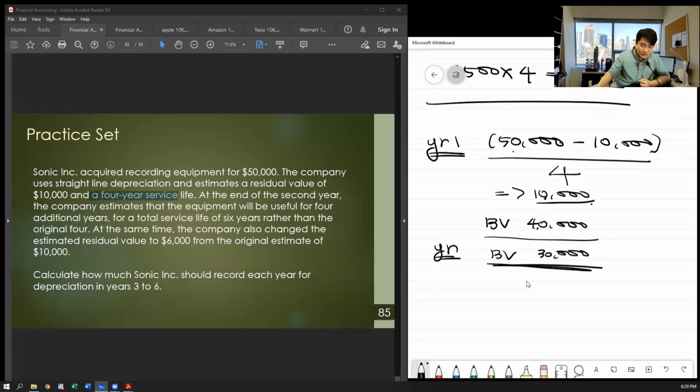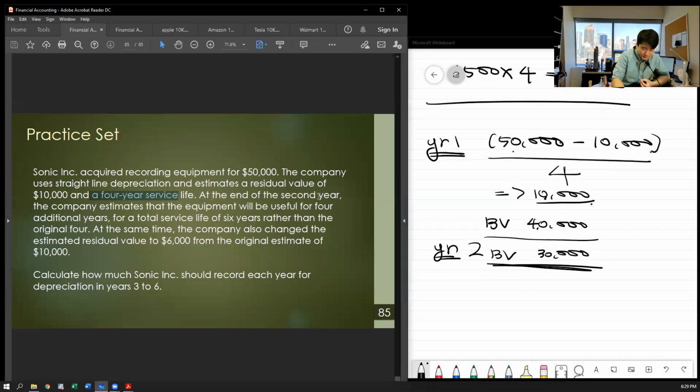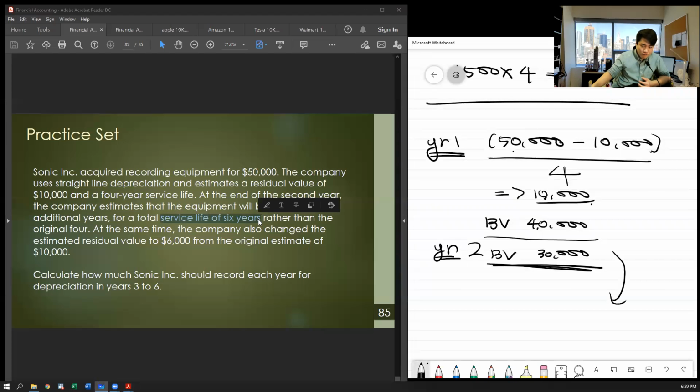Now, at the end of year two, there has been a change in estimates, okay? So at the end of year two, we're going to change some estimates. Now, the company expects that the service life will become 6 years. So this asset has been used for 2 years. So when there's a change of service life to 6 years, there are 4 more years to go, okay? 4 more years. And your new residual value becomes $6,000.